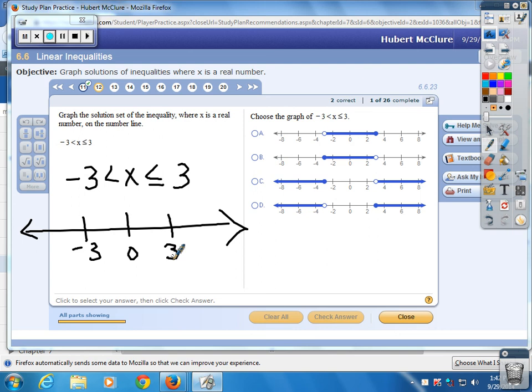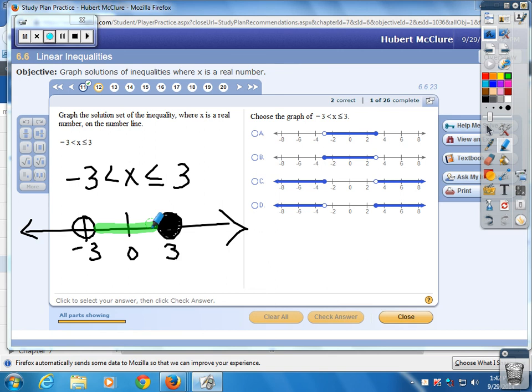What's going to go on negative 3? An open circle. What's going to go on positive 3? And what numbers are between 3 and negative 3? Well, you can just do it yourself. It would be right here.